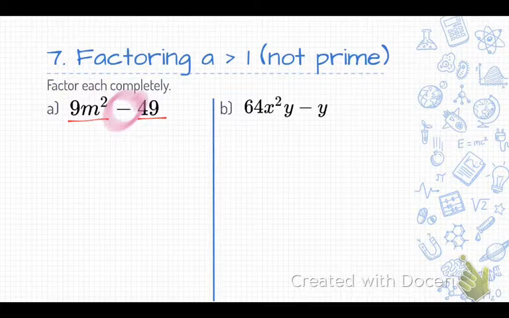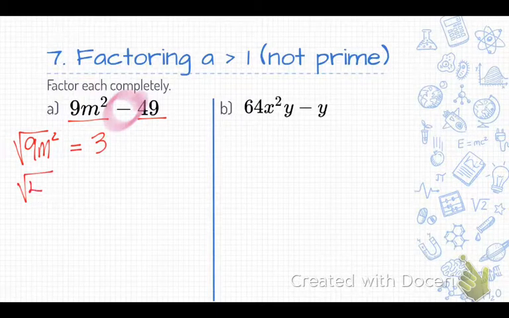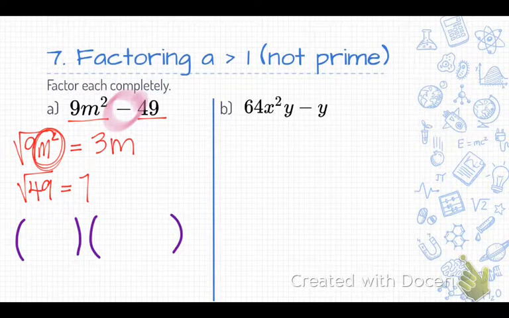So the way I think about this is square root my first term, which is what? What's the square root of 9m squared? And square root my second term, so the square root of 49 is... And now let's go back. What is the square root of m squared up here? So we have 3m, actually. So the way I answer this problem is write 2 sets of parentheses. Write my first term. Write my second term. And then plus or minus. That's the answer.